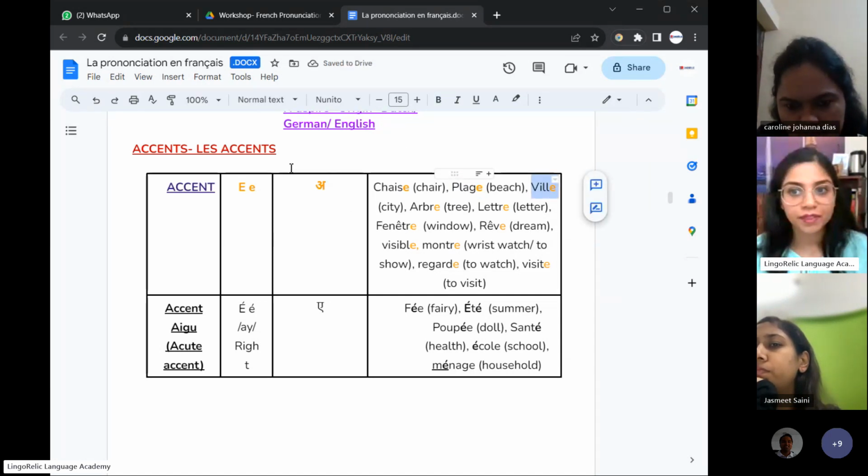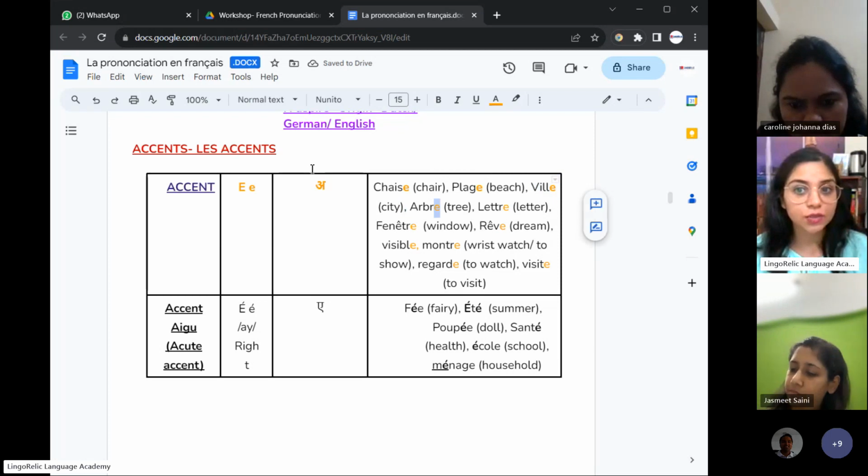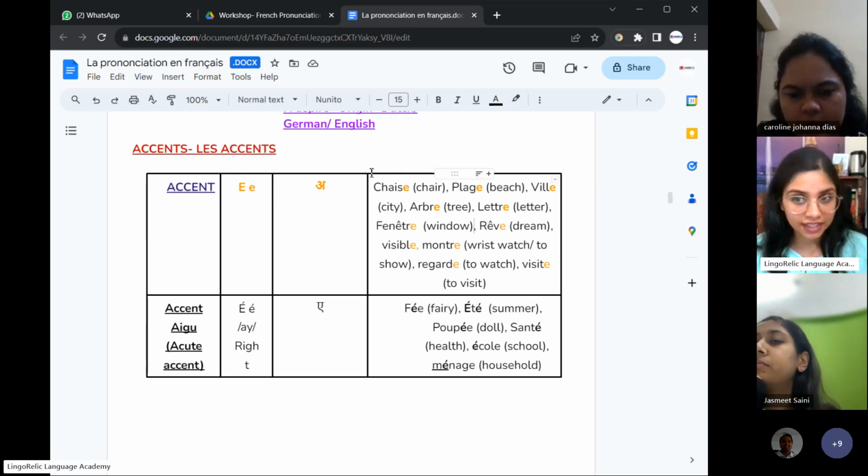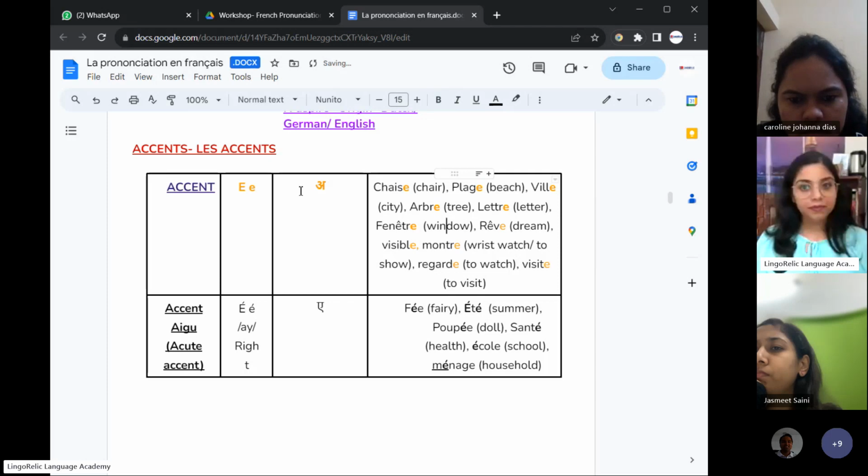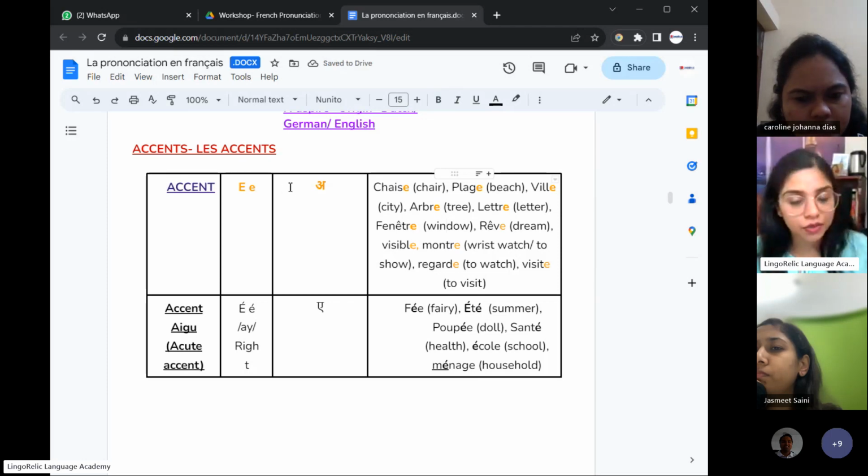Next one. Ville, that is a city. Next one. Arbre. Arbre, that is a tree. Next. Lettre. Lettre, which is a letter. Après ça, qu'est-ce que c'est? Fenêtre. Fenêtre, which is a window. Après, qu'est-ce que c'est? Rêve. Rêve, which is a dream.